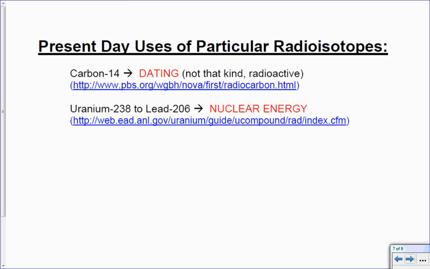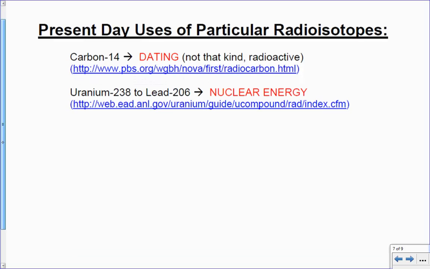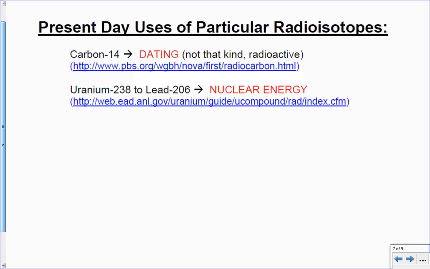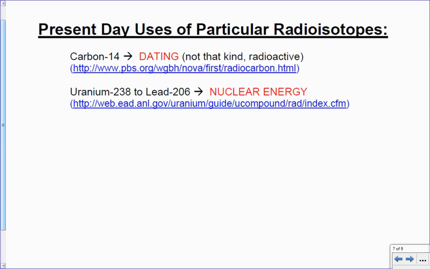Okay, carbon 14 dating. Yeah, not that kind of dating, silly. It's radioactive carbon dating. You can research it a little bit more following that link. The uranium. Now, these links aren't active. Of course, you'll have to type the stuff in. Uranium to lead gives me nuclear energy. We've heard of uranium rods.